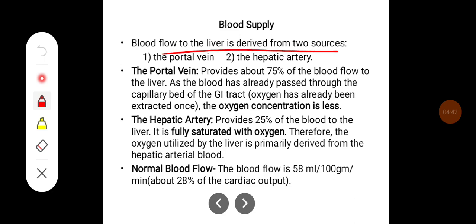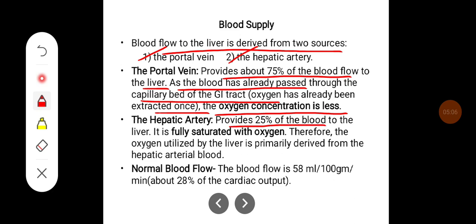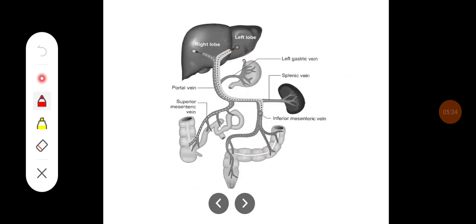The blood flow to the liver is derived from two sources. One is portal vein and another one is hepatic artery. Portal vein provides about 75% of the blood flow to the liver, as the blood has already passed through the capillary bed of GI tract, oxygen has already been extracted, so the oxygen concentration is less here. The hepatic artery provides 25% of the total blood to the liver. It is fully saturated with oxygen. Therefore, oxygen utilized by the liver is primarily derived from the hepatic arterial blood. Normal blood flow is 58 ml per 100 gram per minute, and it is about 28% of the cardiac output.